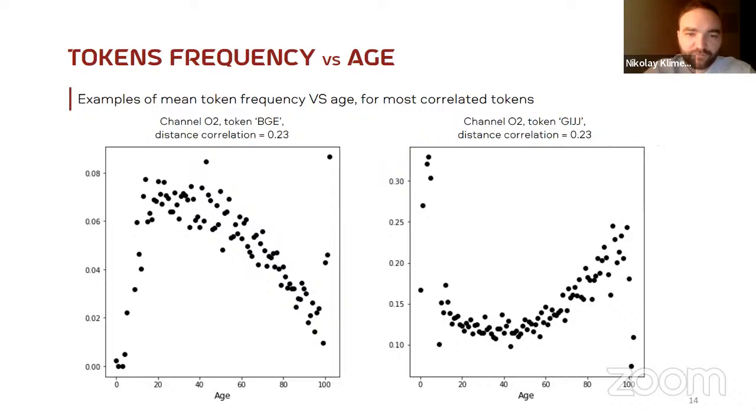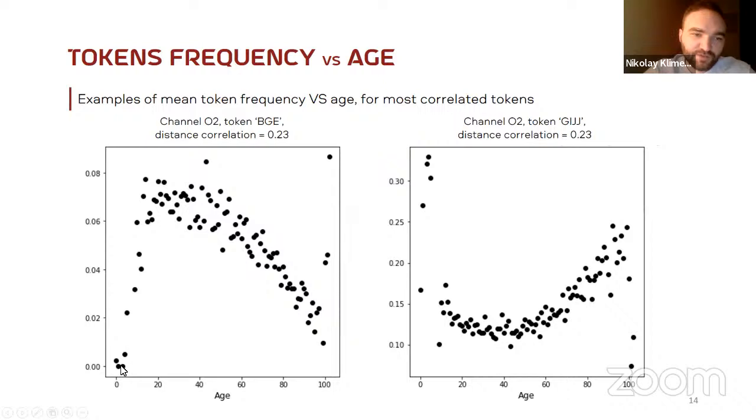So here you have two plots of the two most correlated tokens. There are a lot of tokens with the same value of distance correlation, but here we're just showing two. Each plot presents the average frequency of these tokens with each age. It's like an average for each age, for age of 2 years, 3 years, 4 years. So in total, there are 100 points on each plot. And we see that there is a clear dependency.